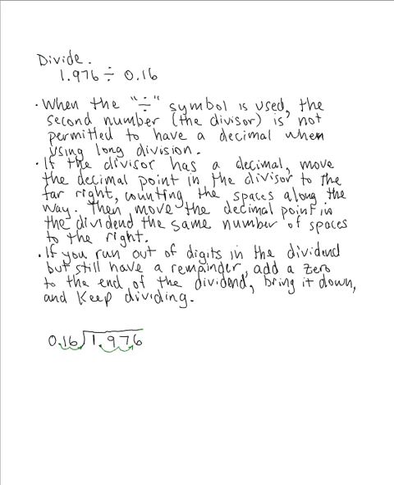Okay, now we're ready to do our division. Let's rewrite our problem. So we've got a whole number divisor, which is 16, and that's being divided into 197.6. Notice that our decimal point in our dividend has moved between the 7 and the 6, just like we said that it would. Alright, so let's go ahead and perform the division.